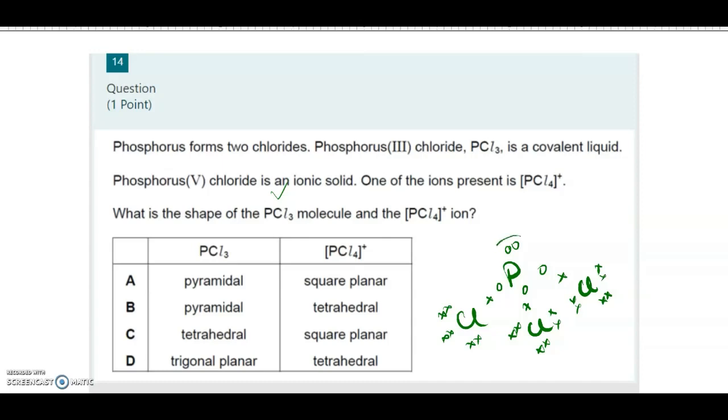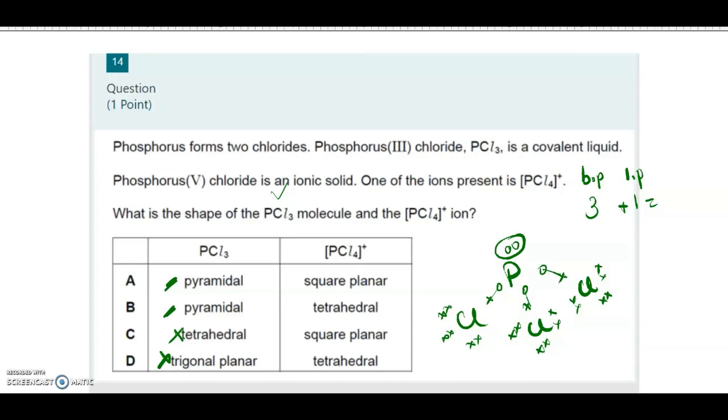So on the central atom we have 1 lone pair and there are 3 bond pairs. 3 bond pairs plus 1 lone pair make a trigonal pyramidal shape. So it has a pyramid-like shape and an angle of 107. So options A and B will be ruled out.